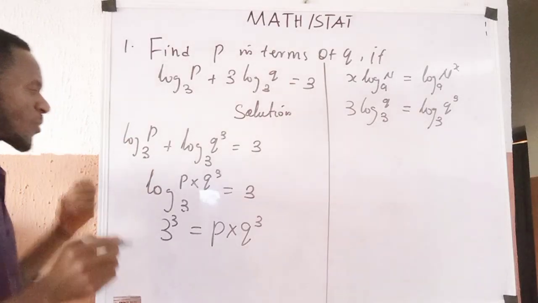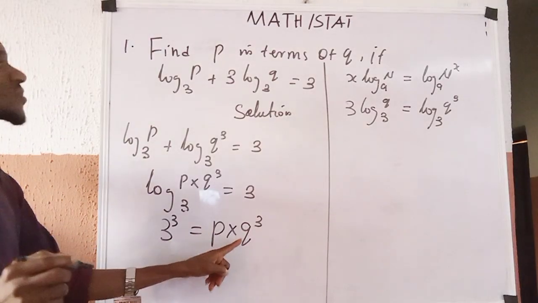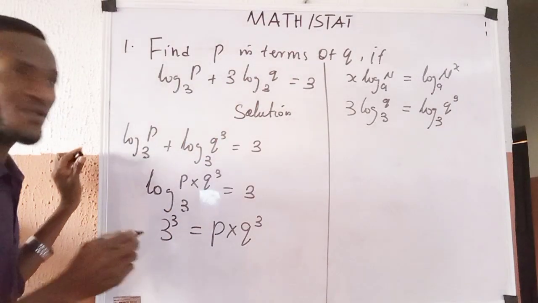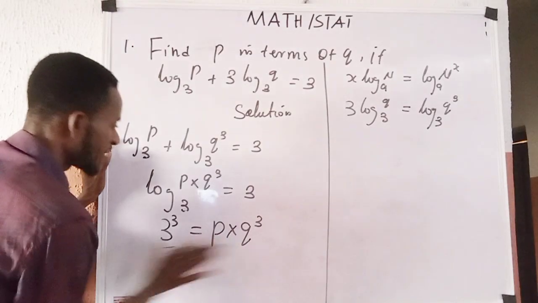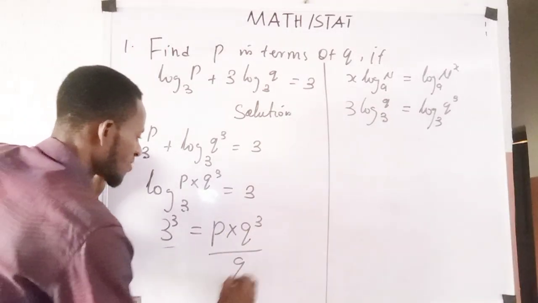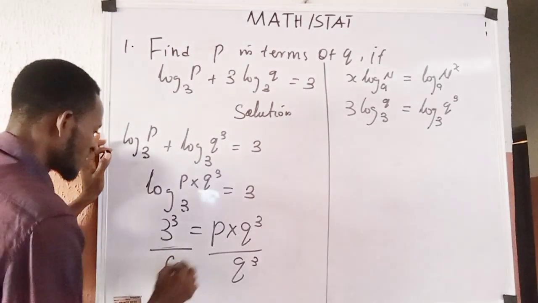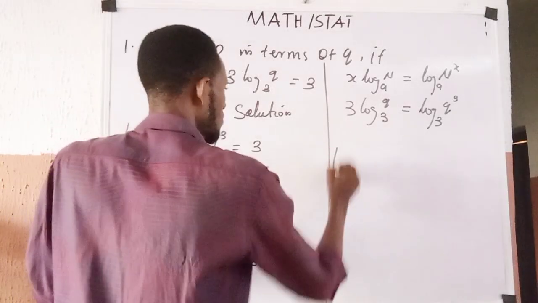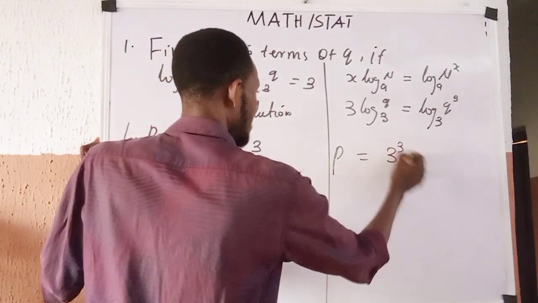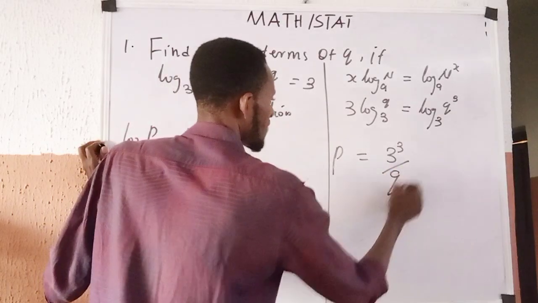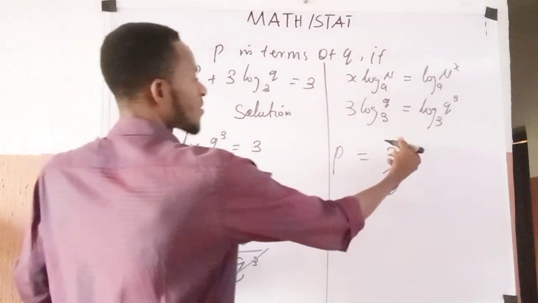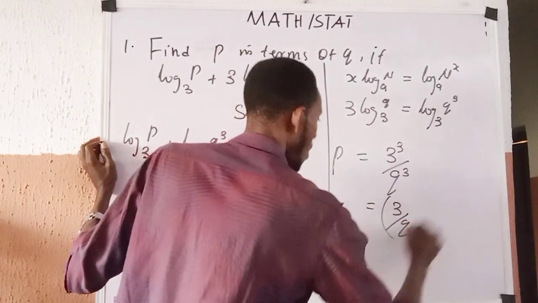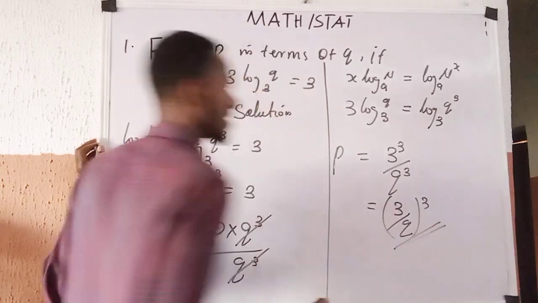And then of course, I was asked to find P in terms of Q. So I will now try to make P the subject of the formula. Dividing both sides by Q raised to power 3, the Q raised to power 3 cancels Q raised to power 3, and I'm left with P. So P equals 3 raised to power 3 all over Q raised to power 3. Here is power of 3, here is power of 3. So this can be expressed as 3 all over Q, all raised to power 3, as the answer.